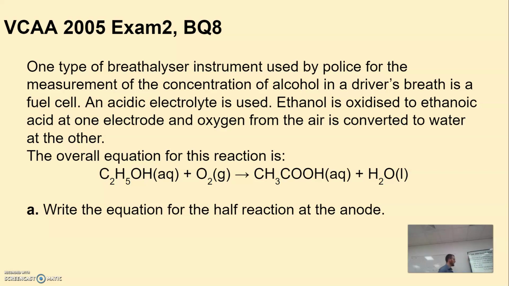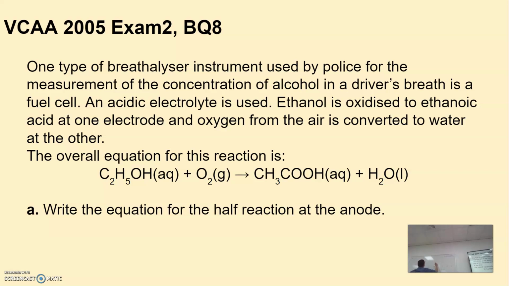Write the equation for the half reaction at the anode. What occurs at the anode? Oxidation. It already tells us ethanol is oxidized to ethanoic acid. There you go, write that down. Ethanol, C2H5OH, goes to give CH3COOH.